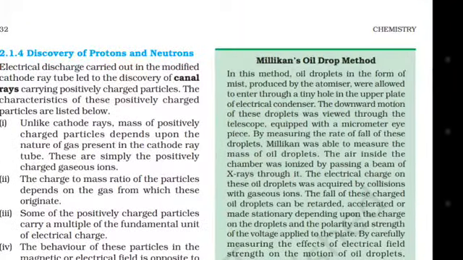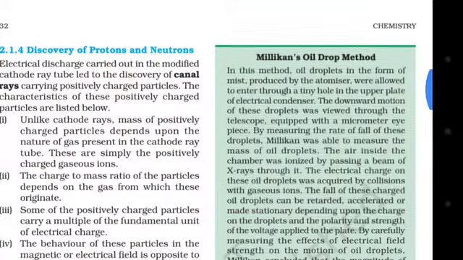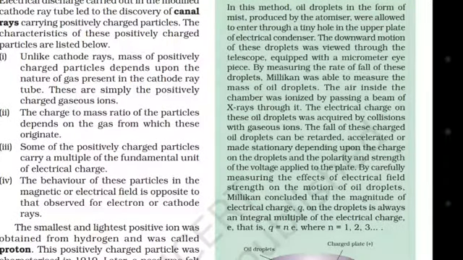Here one explanation of Millikan's oil drop method is there. In this method, oil droplets in the form of mist produced by the atomizer were allowed to enter through a tiny hole in the upper plate of electrical condenser. The downward motion of these droplets was viewed through the telescope equipped with a micrometer eyepiece. By measuring the rate of fall of these droplets, Millikan was able to measure the mass of oil droplets.